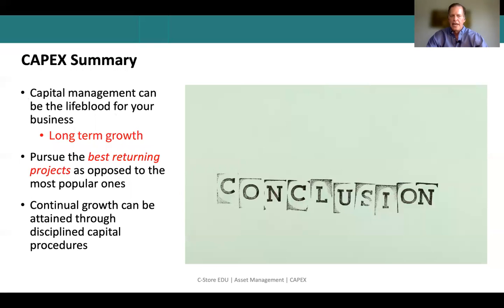In summary, capital management can be the lifeblood of your business. You can get short-term gains and long-term growth with a prudent capital management process. You also want to make sure that you're looking at the best returning projects as opposed to maybe the sexy projects that don't return as much. That is a very strong discipline that a capital review committee can have. If you continue to look at those high returning projects, your capital procedures and your capital management will be that much stronger.